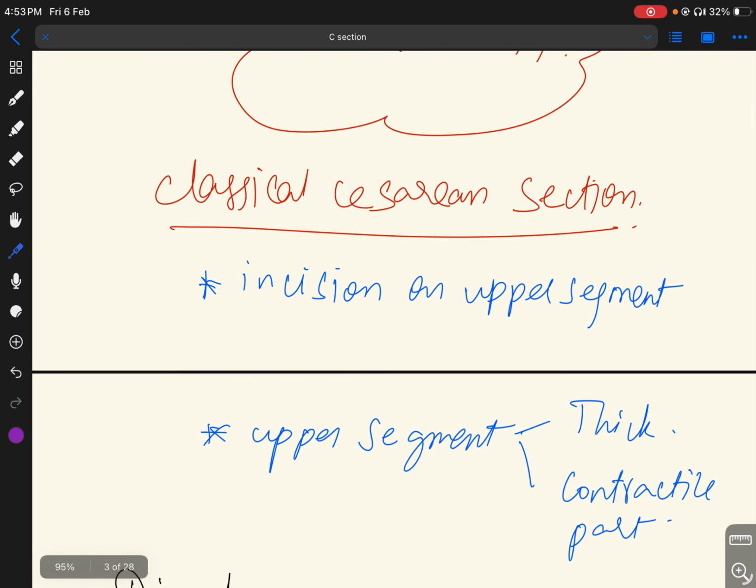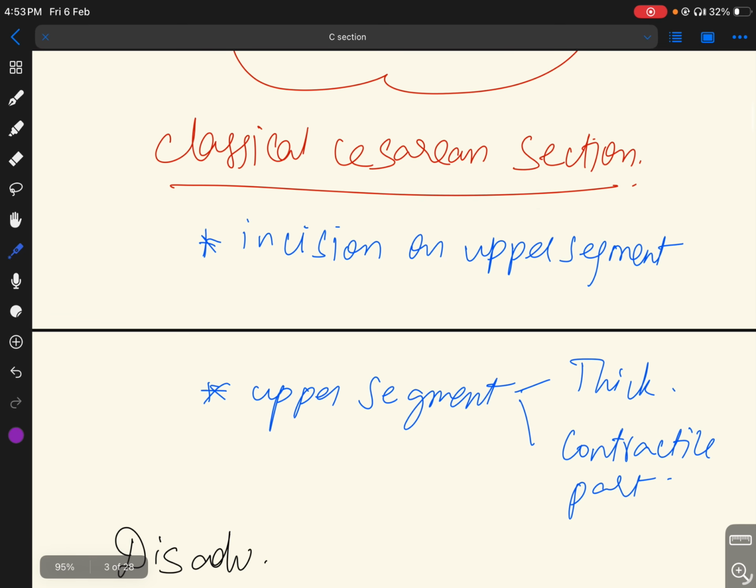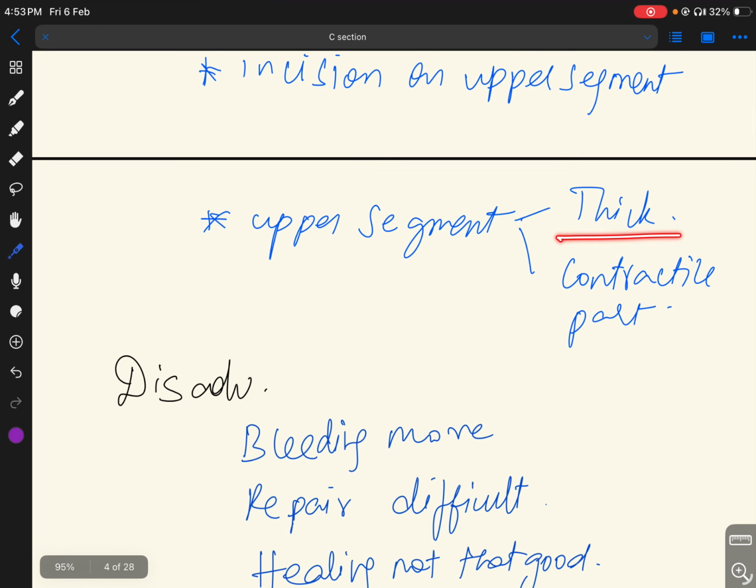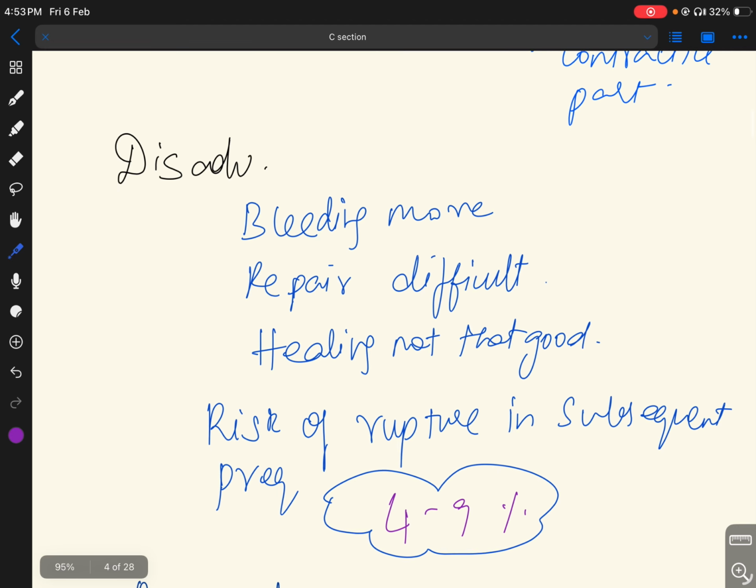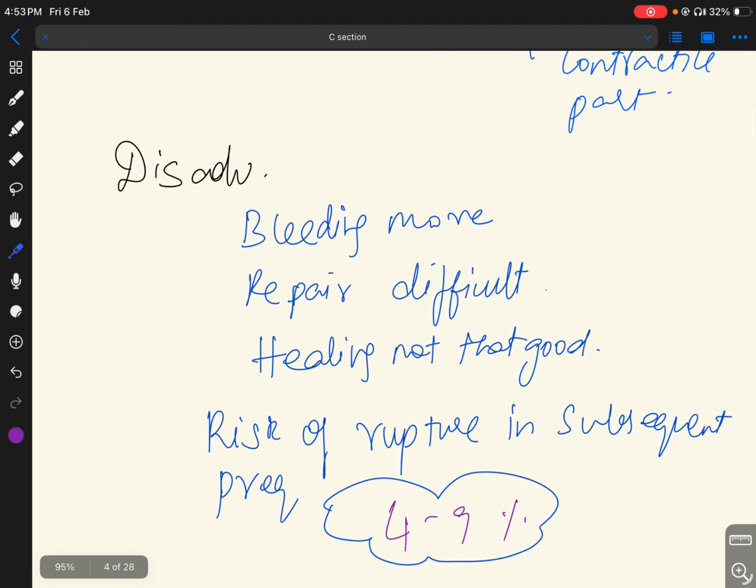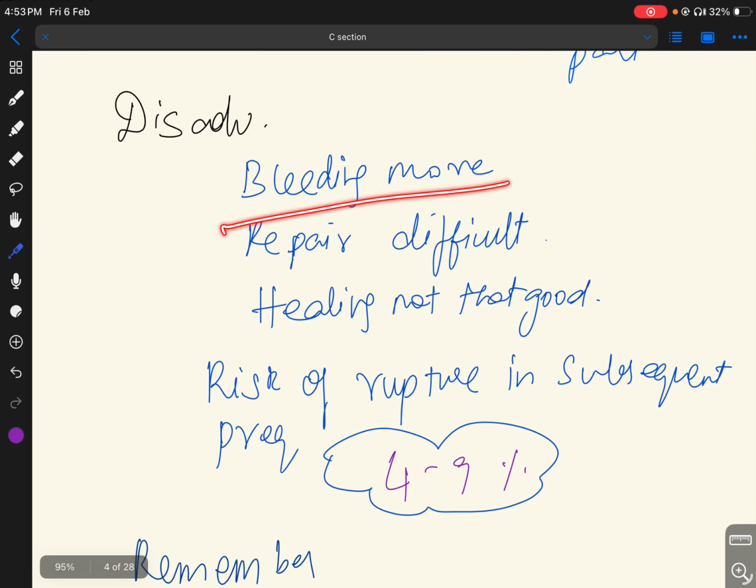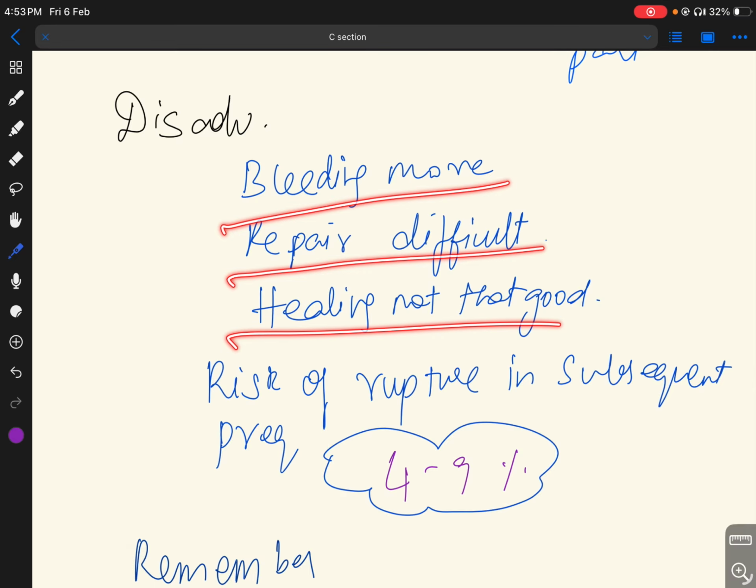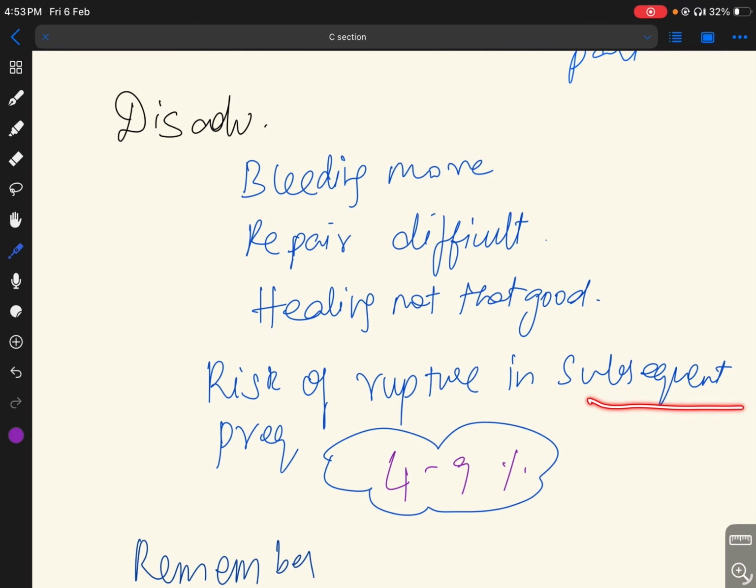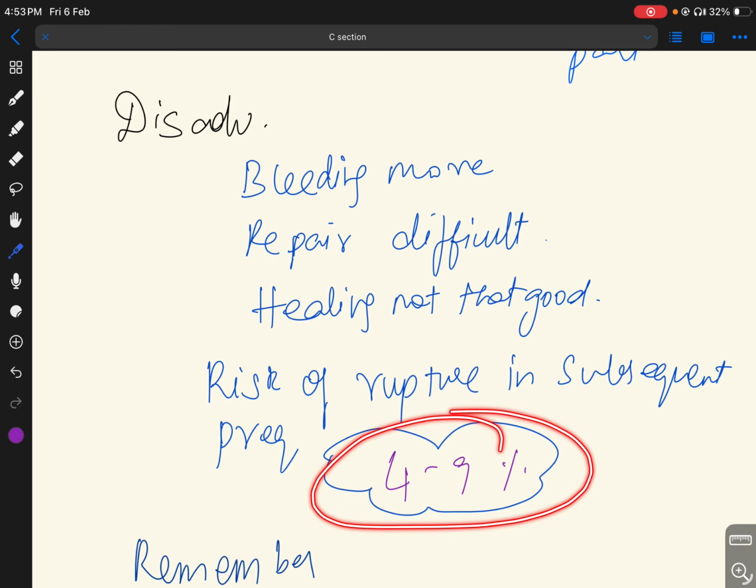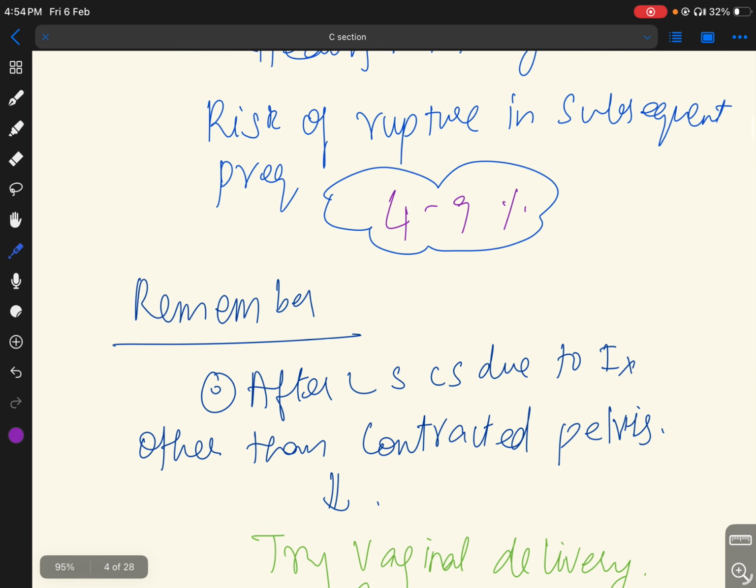In case of classical cesarean section, the incision is in the upper uterine segment. The upper uterine segment is relatively thick and it is a contractile part. The disadvantages of a classical cesarean section are bleeding is more, repair is difficult, healing is not that good, and the risk of rupture in subsequent pregnancy is very high, that is 4 to 9 percentage.